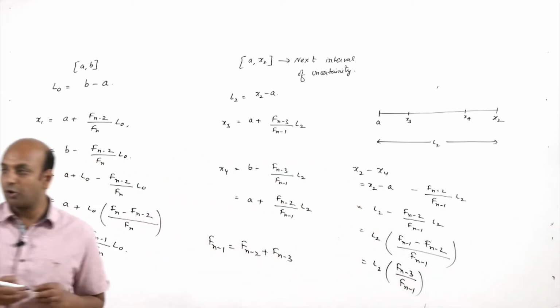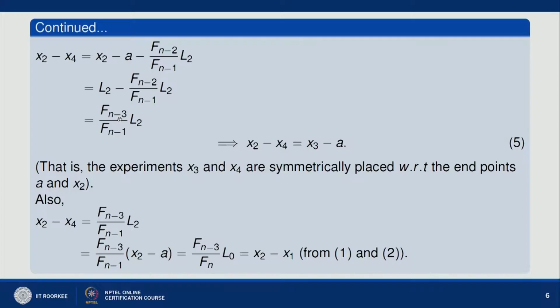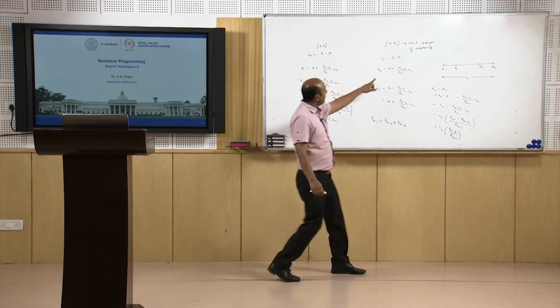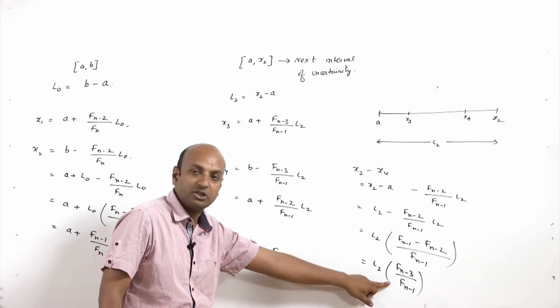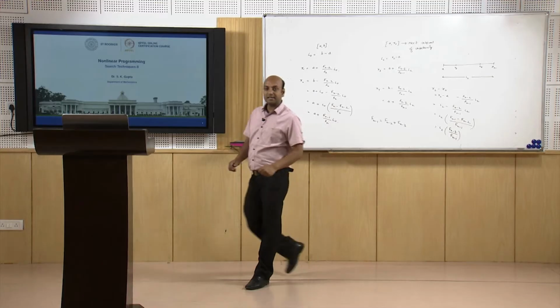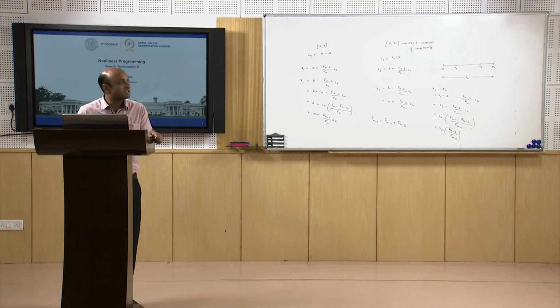So, that is how we obtain this expression, okay. And from here we can say that x2 minus x4, which is fn minus 3 upon fn minus 1 times L2, is same as x3 minus a, because what is x3 minus a? x3 minus a is also fn minus 3 upon fn minus 1 into L2, which is same as this expression. So, from here we can say this thing. So, hence we can say that the two experiments are placed symmetrically with respect to the endpoints again, okay.